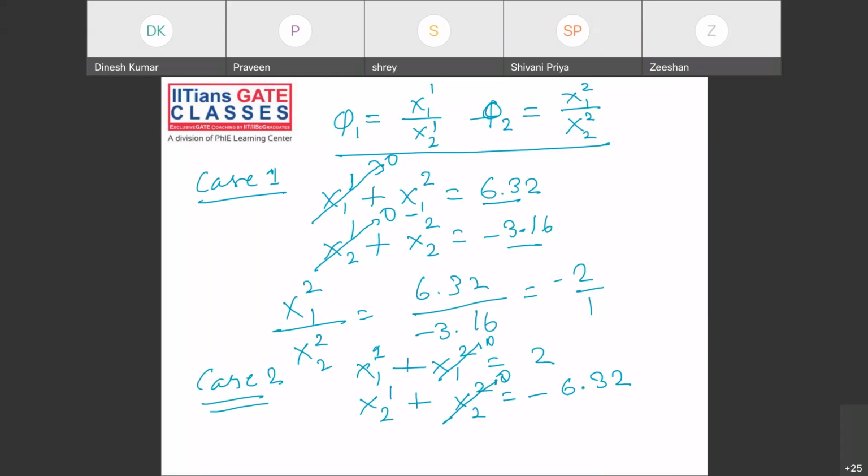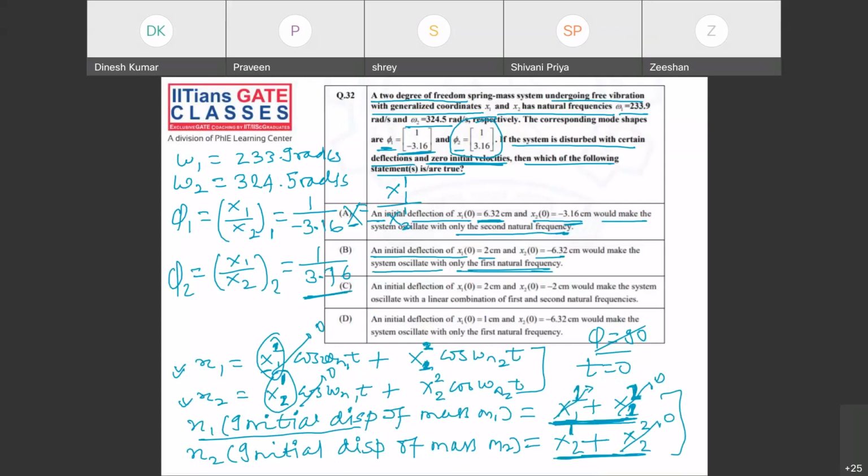Now if you find the ratio phi1, so what is the phi1? It is x1 1 upon x2 1. So it will come 2 upon minus 6.32. So that is nothing but minus 1 upon 3.16. Is it correct or not? B is correct, right? Because we can see my first mode is what? 1 minus 3.16. So B is correct.